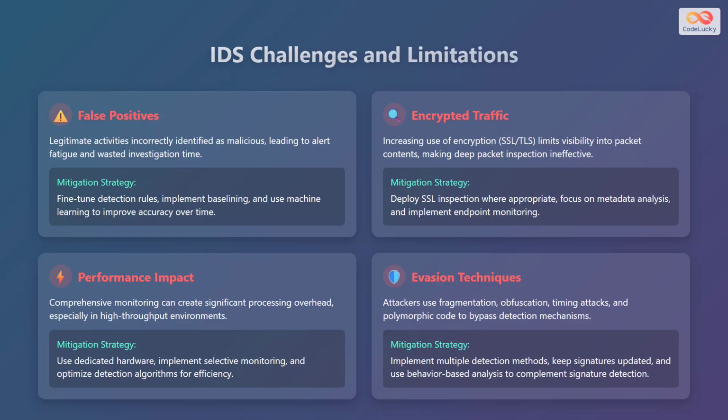While intrusion detection systems are powerful tools, they come with their own set of challenges and limitations. One significant challenge is false positives. This refers to legitimate activities that are incorrectly identified as malicious, leading to alert fatigue and wasted investigation time. To mitigate this, you can fine-tune detection rules, implement baselining, and use machine learning to improve accuracy over time.